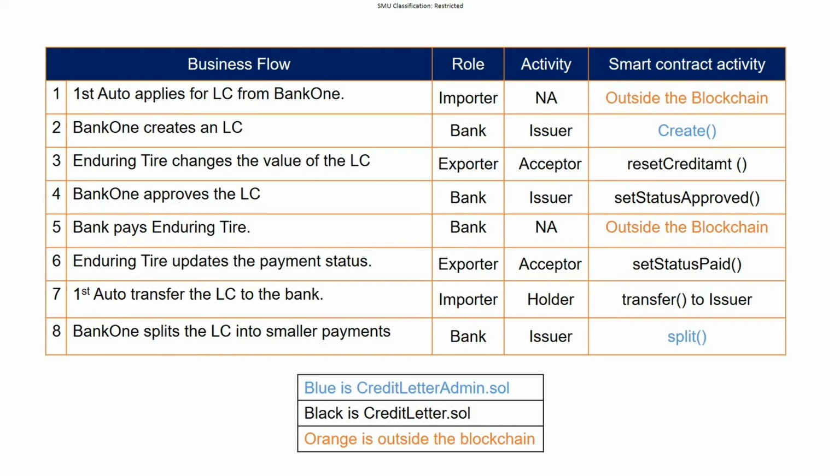This table shows the sequence of the business flow carried out by different agencies. The list of functions shown in the column Smart Contract Activity will be called by different agencies at different stages of the business scenario as shown. You have to remember that all the agencies cannot access all the functions.